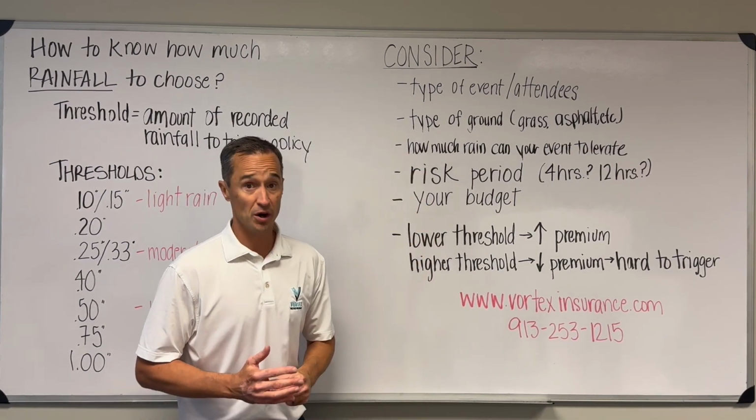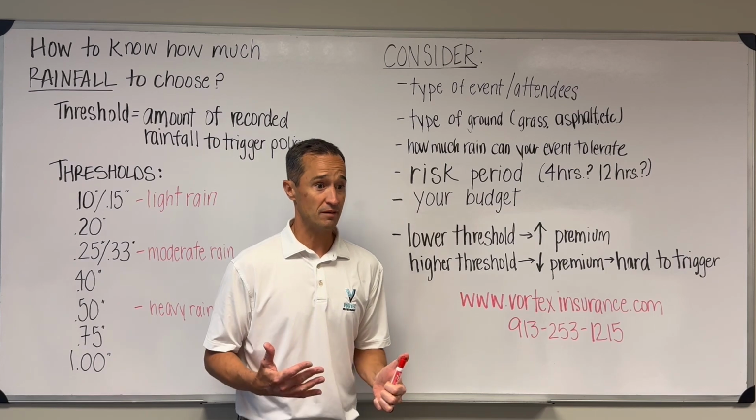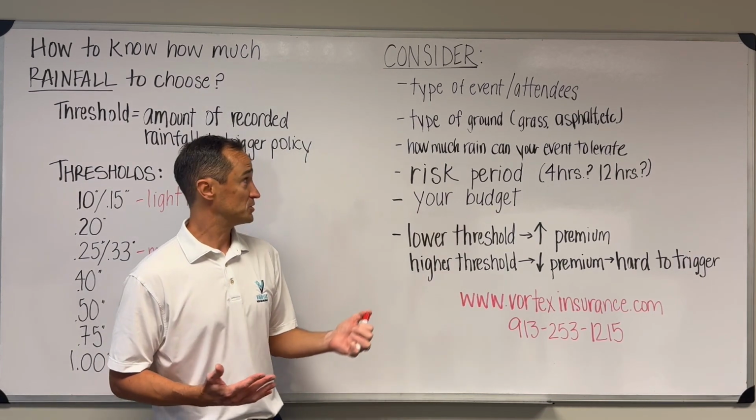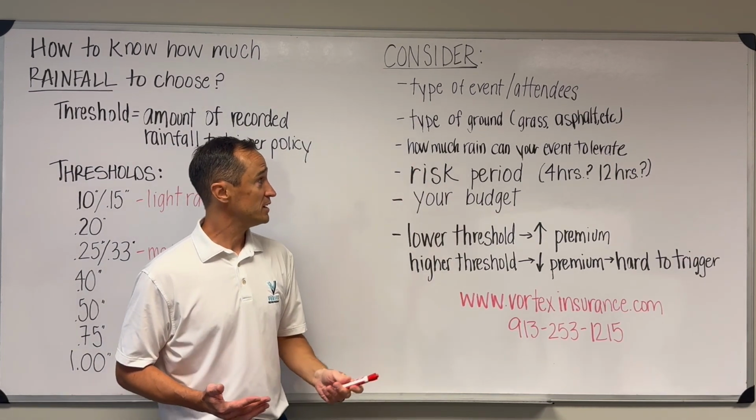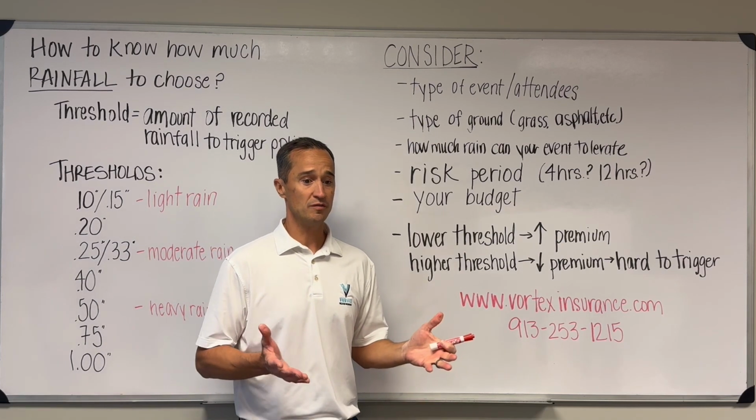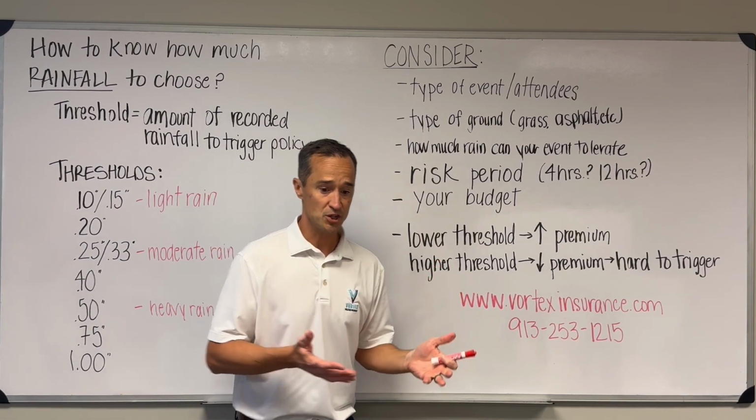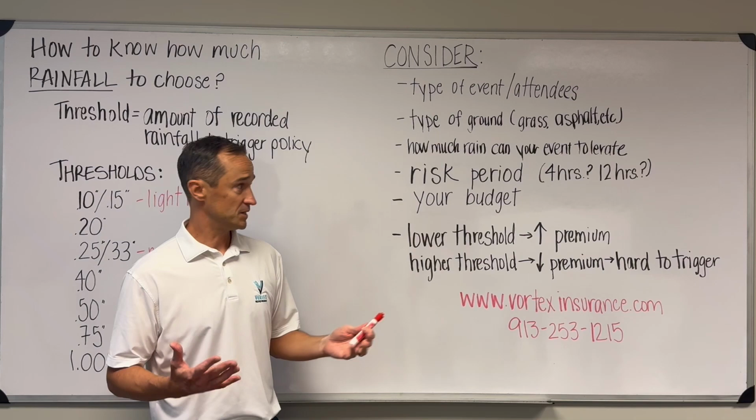What type of grounds are you on? Are you on grass? Are you on asphalt? Are you on gravel? These are other factors to think about when setting a threshold. How much rain can your event tolerate? Is your event on top of a hill? Is there good drainage? Are you in a valley? Again, things to think about.